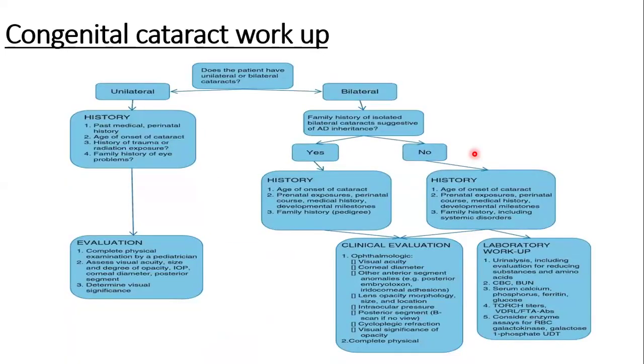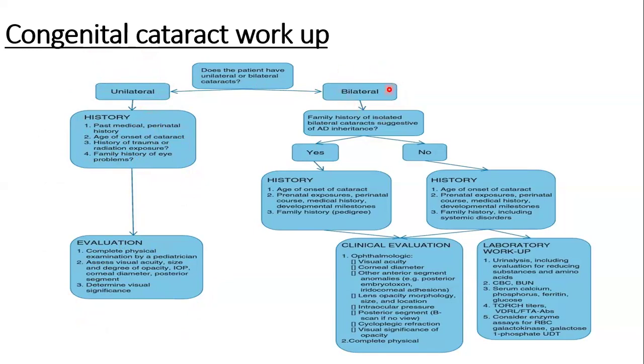So for congenital cataract workup, usually you need to know firstly, does the patient have unilateral or bilateral congenital cataract? If it is unilateral, usually it is only localized, it is only an ocular cause. So you need to go for the history: past medical, prenatal, age of onset, family history, evaluation, and usually no need for lab investigations for unilateral congenital cataracts.